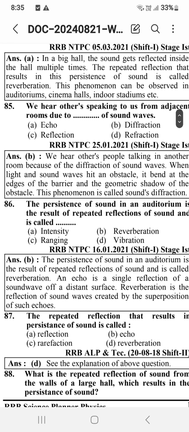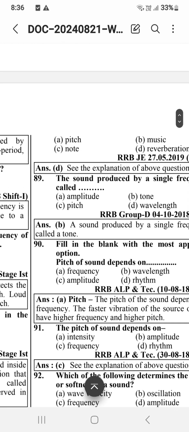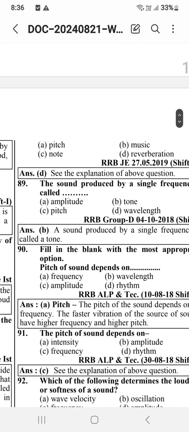The repeated reflection that results in the persistence of the sound is called reverberation. Same question asked many times. What is the repeated reflection of the sound from the wall of a large hall which results in the persistence of the sound? Same question asked in the RRB: reverberation. The sound produced by a single frequency is called tone.